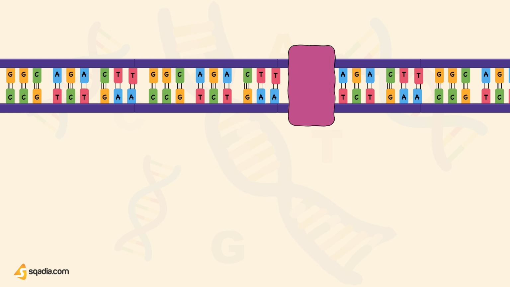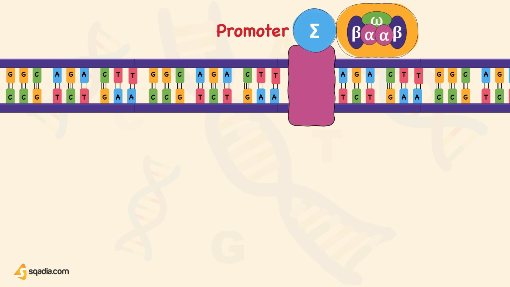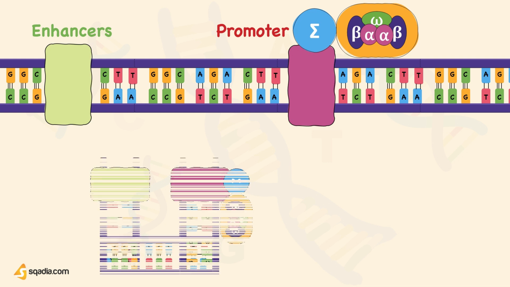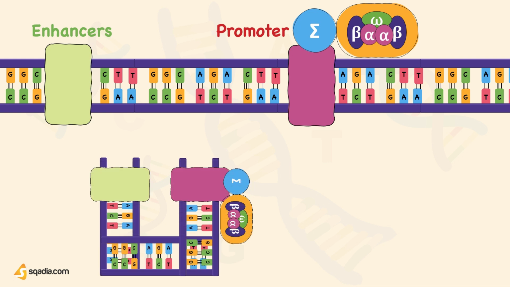If we look at the general structure, here is the promoter region, and here is the enhancer region. Now, what will happen? This enhancer will bend the structure of DNA. There will be an attachment of RNA polymerase and specific transcription factors that will enhance the process of transcription.